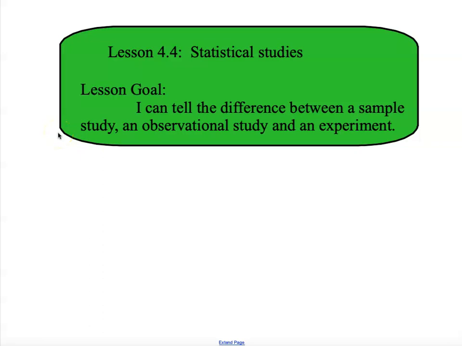Today's our last lesson of Chapter 4. Chapter 4 is just a nice little mini chapter here. It says Lesson 4.4, Statistical Studies. And so our goal is that we want to be able to tell the difference between a sample study, an observational study, and an experiment.